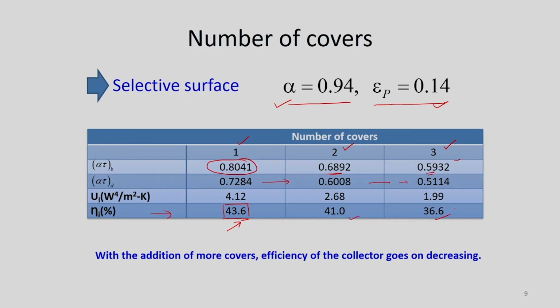So what does it mean? It means the single cover system is the best when we apply selective coating. That can also reduce the maintenance cost of the flat plate collector. So with the addition of more covers, the efficiency of the collector goes on decreasing, as we have observed in the experimental table.